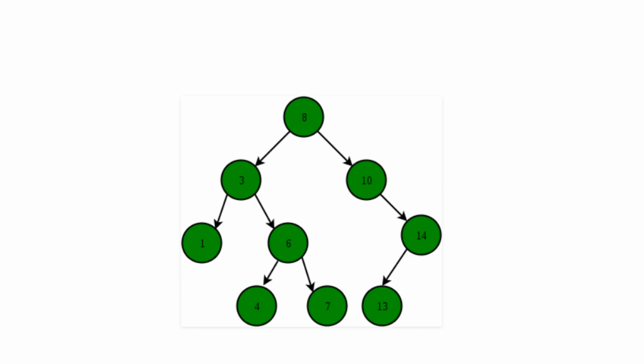Now we have 13 to deal with. We start at the top again. We look at 13 and 8. We compare it. 13 is greater than 8. Goes to the right. 13 is greater than 10. Goes to the right. 13 is less than 14, which is why it went to the left.